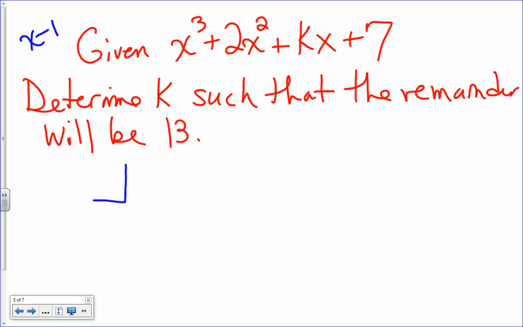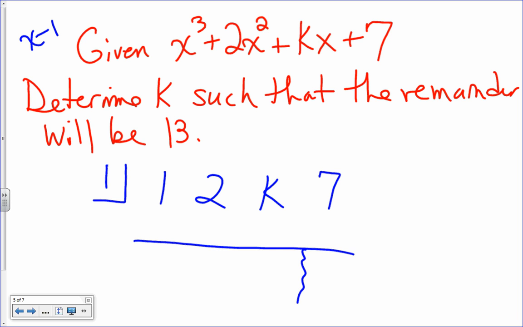Determine K so that the remainder will be 13. Put 1 in. Yeah, again, this might not work. I just made this up off the cuff here. So you put 1 in here, right? Everybody with me so far? So how do I finish this up? I put what here? 1 and 2 and K and 7 and squiggle. We want the remainder to be 13, correct?